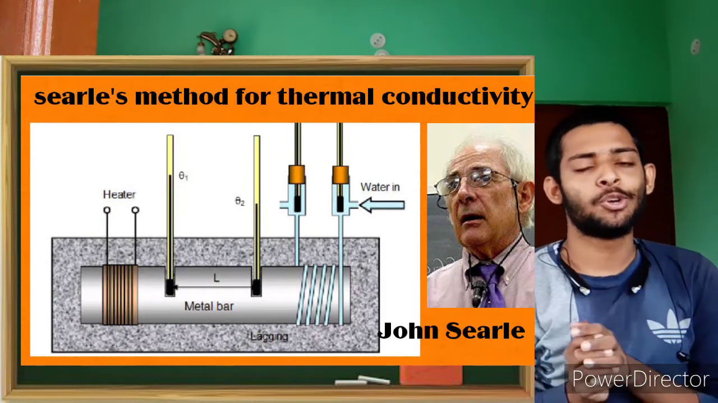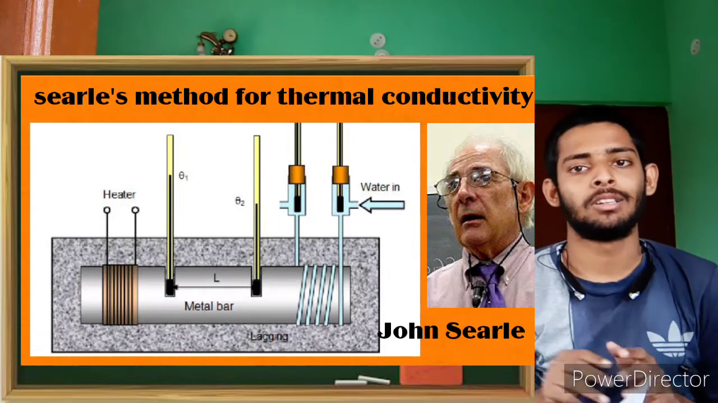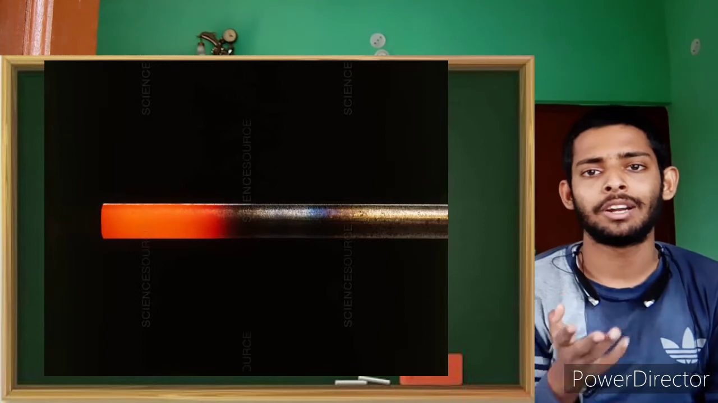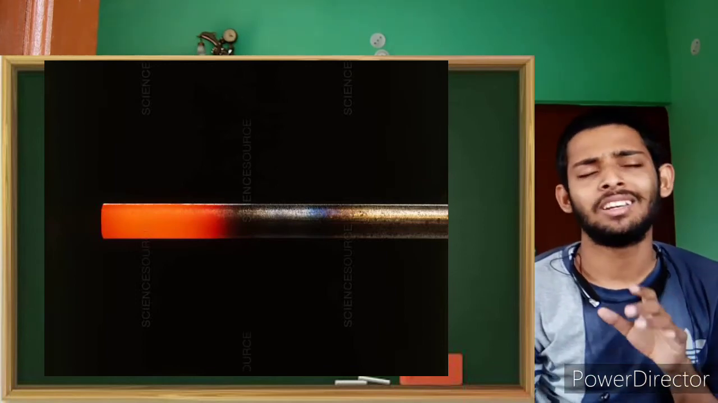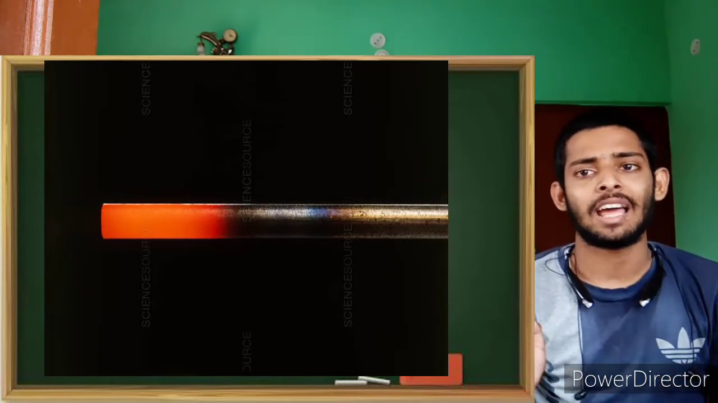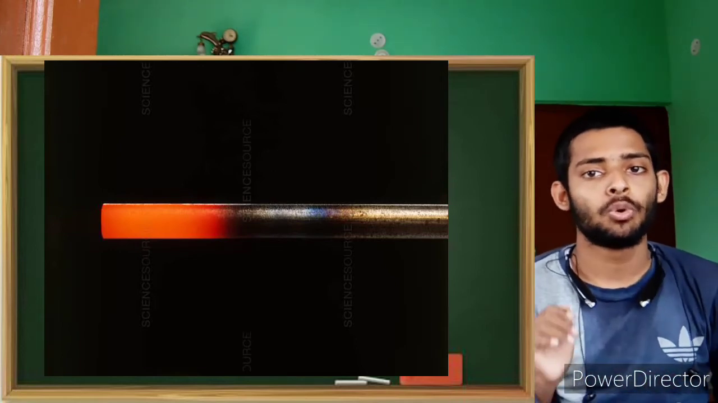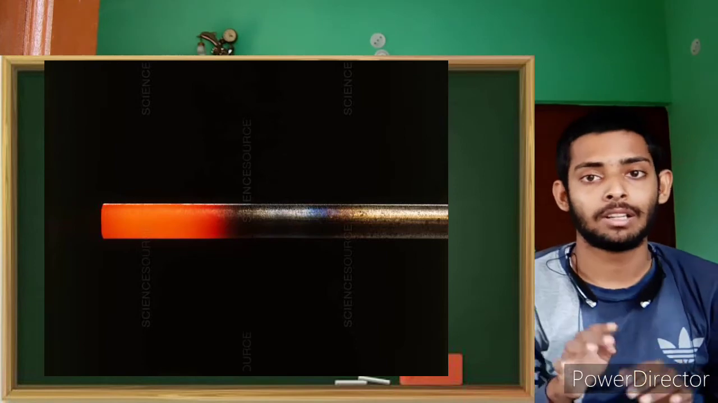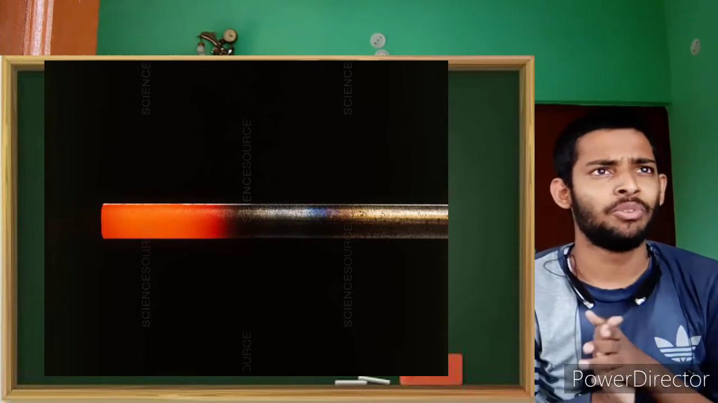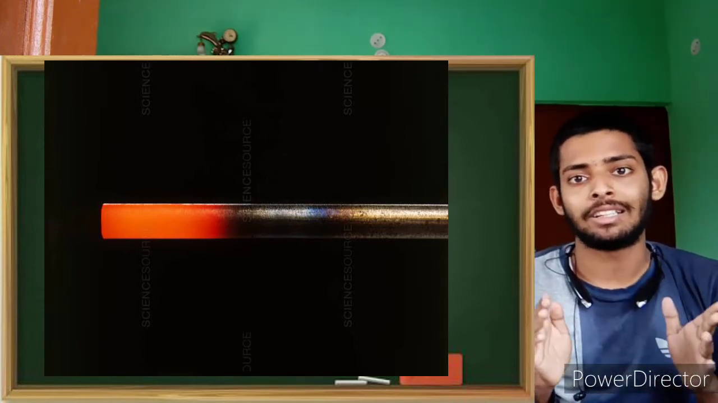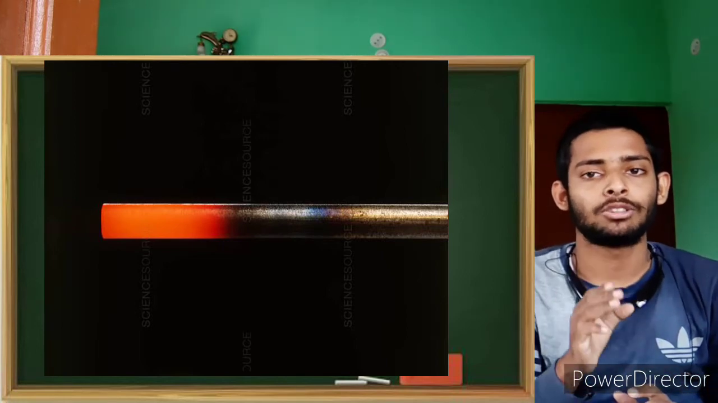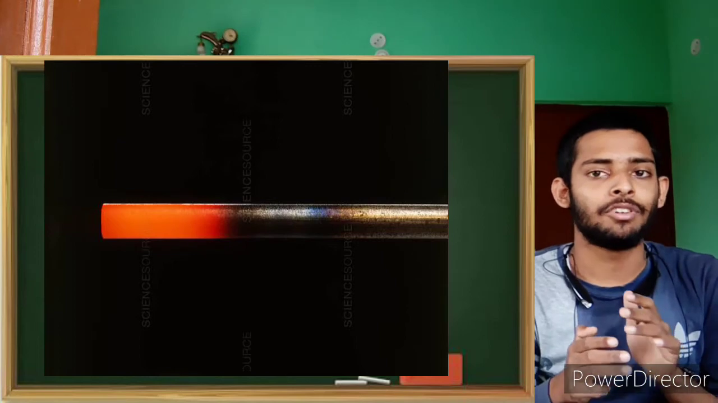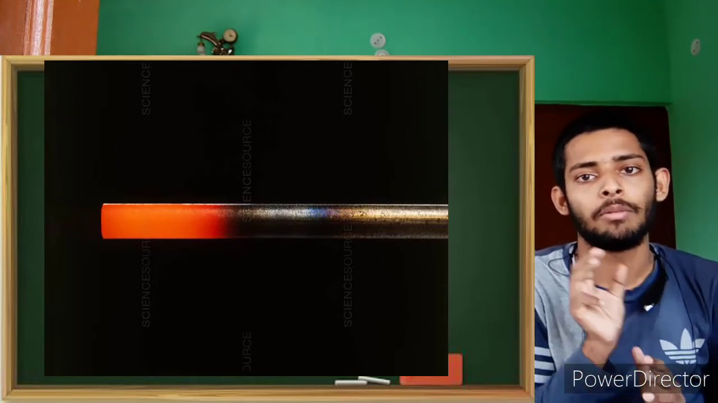In this video we will discuss how we measure the thermal conductivity of a solid. So what is thermal conductivity? Basically, thermal conductivity is the ability of a metal to conduct heat. In a similar way, we have seen that metals conduct electricity. Similar to that, metals also conduct heat, and that conductivity is measured in terms of thermal conductivity.